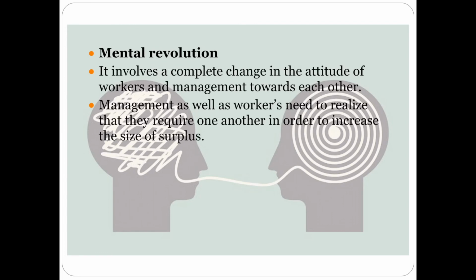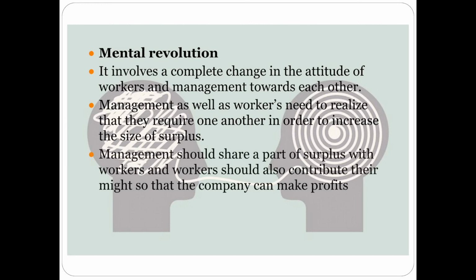So what does the second point say? Management as well as workers need to realize that they require one another in order to increase the size of surplus. They require each other, otherwise there is no possibility of doing your business. Management should share a part of surplus with workers, and workers should also contribute their might so that the company can make profit. This we have very well understood under the scientific management principles.